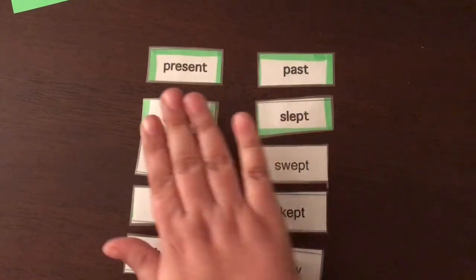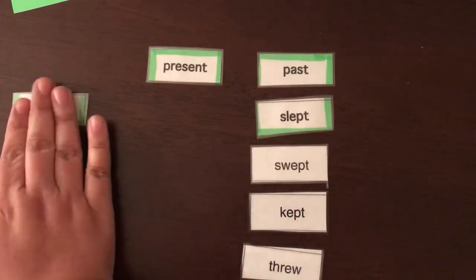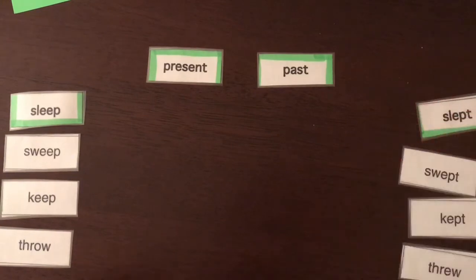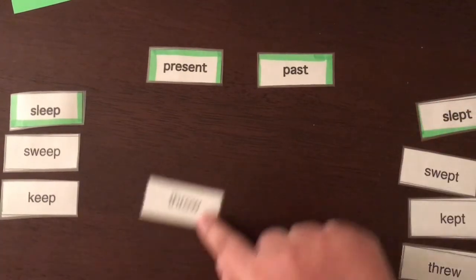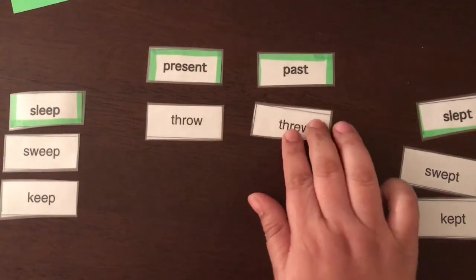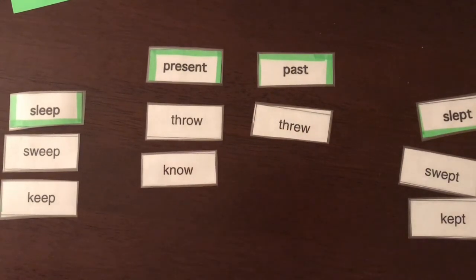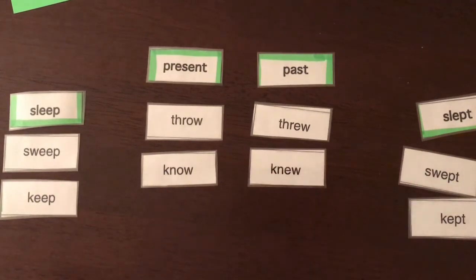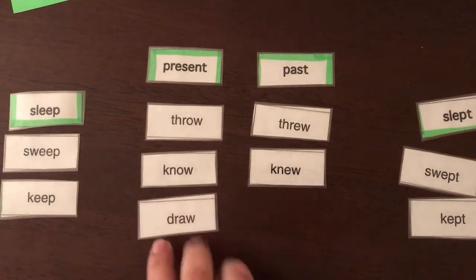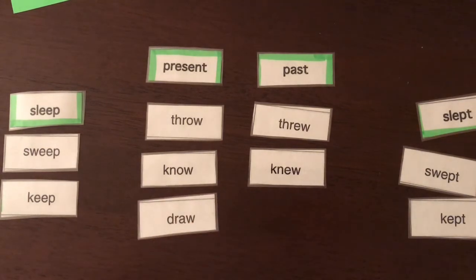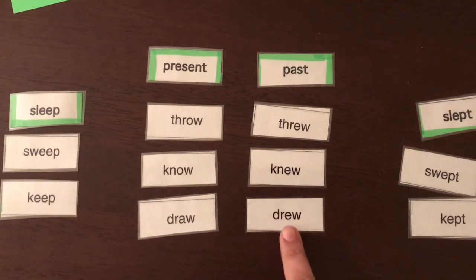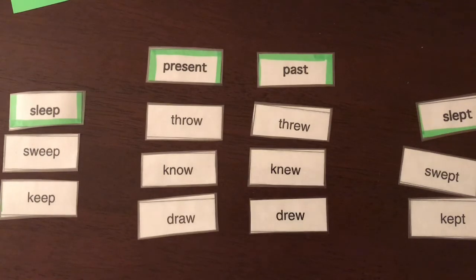Now, another word, I'm going to go ahead and just move these to the side. Another word that follows that same pattern as throw and threw is know. Again, that ends in OW, and it will change to EW, so that becomes knew. Then we also have draw. Draw ends in AW, and the past tense of draw is drew. So it has an EW.